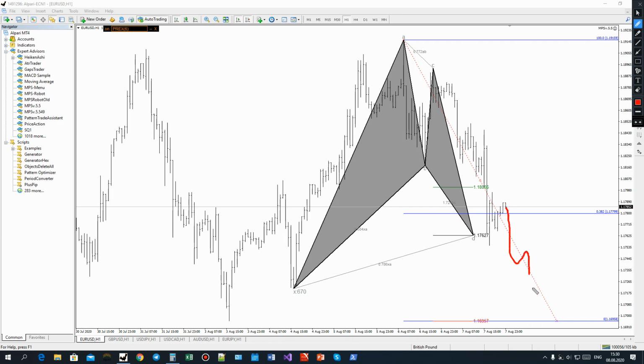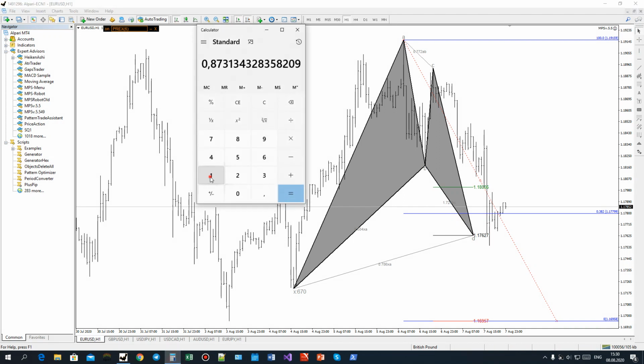Suppose it is this, and it reversed to hit your targets. 71. 17.1. So let's calculate the risk to reward for that. 17.1 divided by 67.0. It is 25 something.